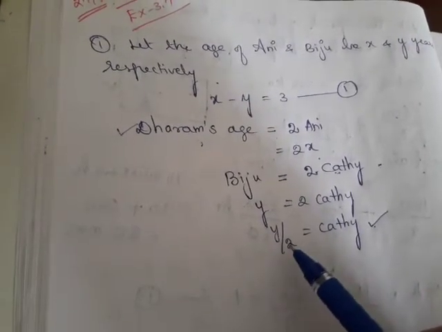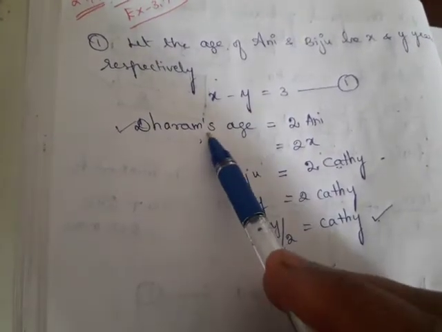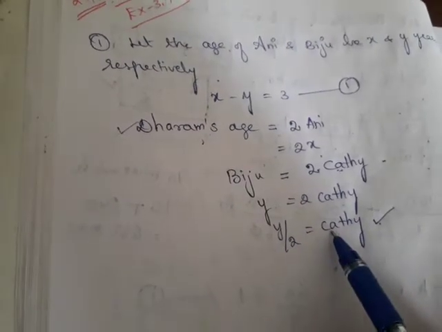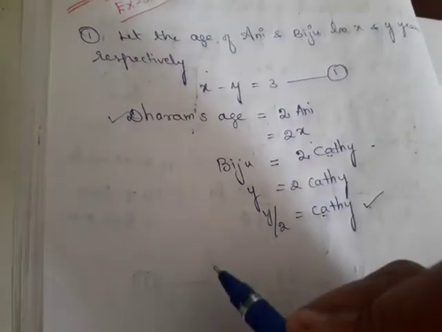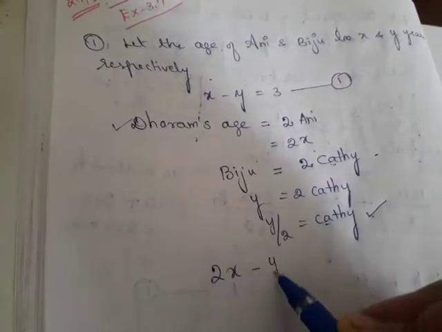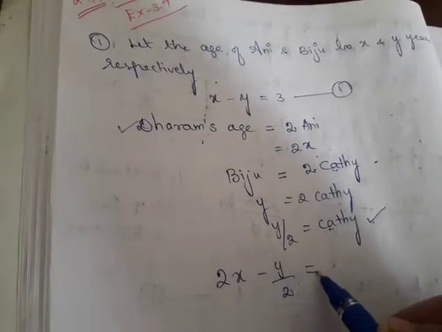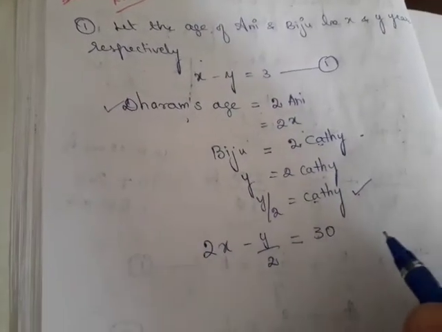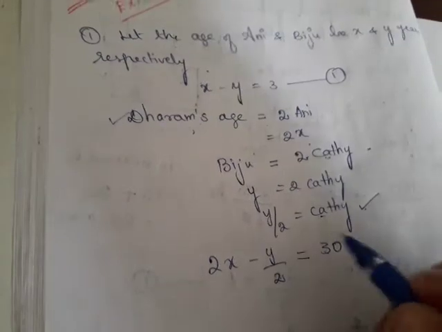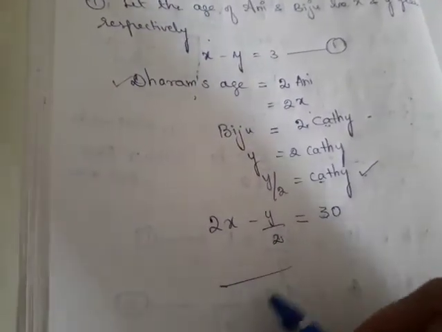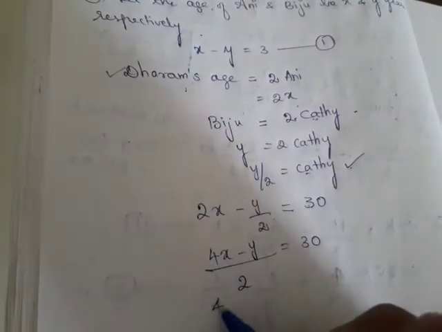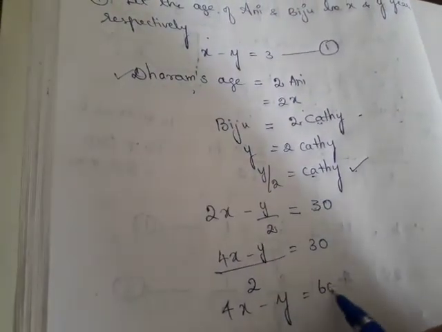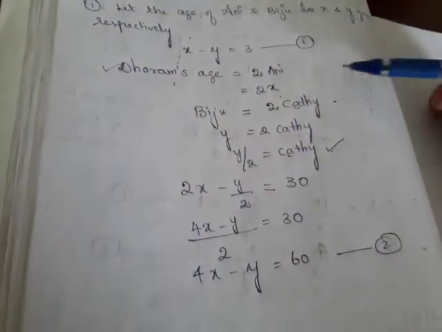Obviously Dharam is the father and Kati is the daughter, so Dharam's age will be bigger. So you can write 2x minus y by 2 equal to 30, right? They differ in age by 30 years. Now take the LCM, so 2 is your LCM. 4x minus y equals 60 is your second equation. Thus we arrived at the two equations.